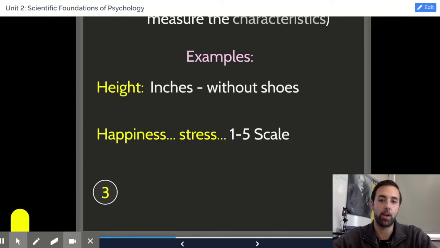Just to give some examples of operational definitions, height could be inches without shoes. A term like happiness or stress doesn't by default have a numerical value attached to it. You can ask somebody if they're happy or not, but that doesn't have a number value to it. And correlational research needs a number value to work. So what you can do is make a 1 to 5 scale and present that scale to your participant and say, based on this scale, what numerical value would you attribute to your own happiness, or maybe your stress, or your self-esteem. So you can use topics that don't necessarily by default have numerical values, like happiness, stress, and self-esteem, if you turn them into some type of 1 to 5 or 1 to 10 scale.